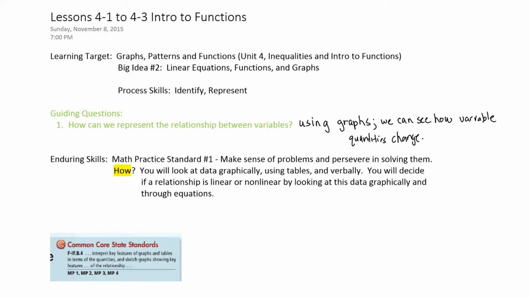Your enduring skill in this lesson will be Math Practice Standard number 1, make sense of problems and persevere in solving them. And you'll be doing this by looking at data graphically, using tables, and verbally. You'll decide if the relationship is linear or nonlinear by looking at this data and also by looking at equations.